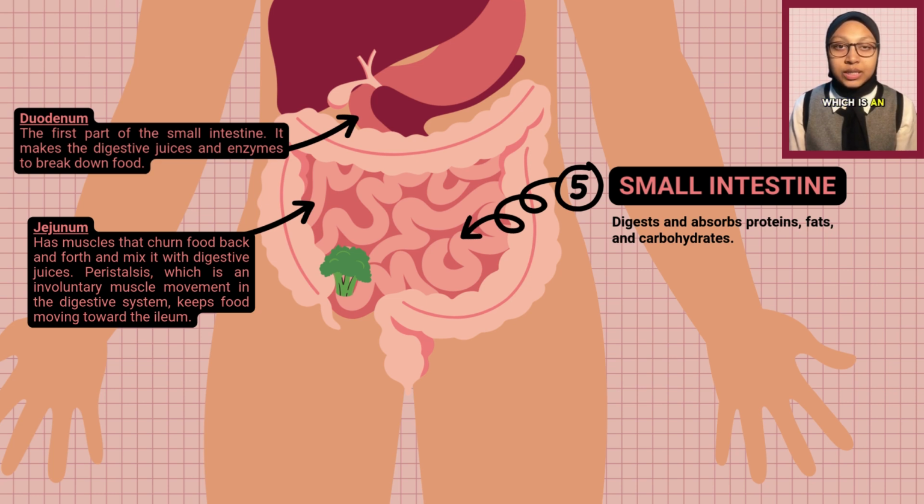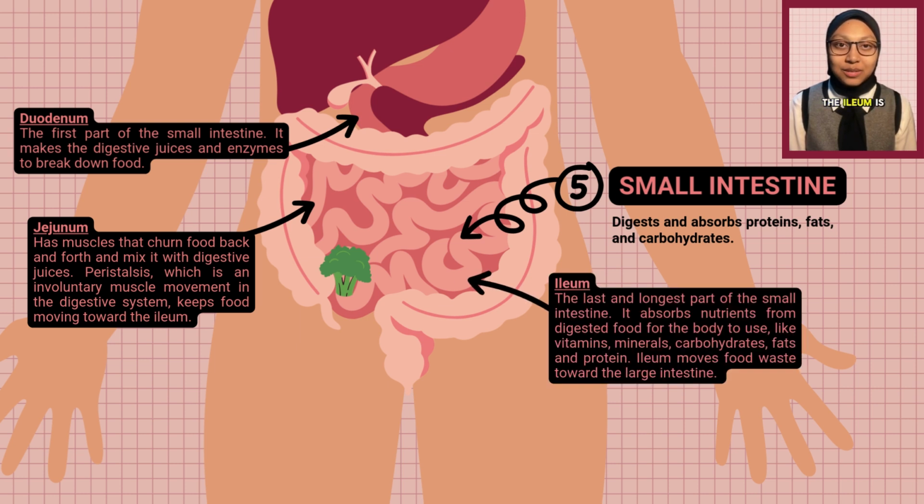Peristalsis, which is an involuntary muscle movement in the digestive system, keeps food moving toward the ileum. Then, moving on to the ileum. The ileum is the longest part of the small intestine. The ileum is responsible for absorbing the remaining nutrients from the food, including vitamins, minerals, carbohydrates, fats, and proteins.